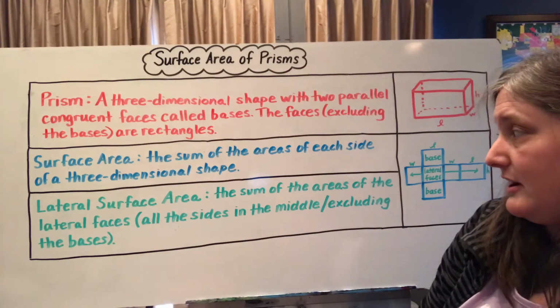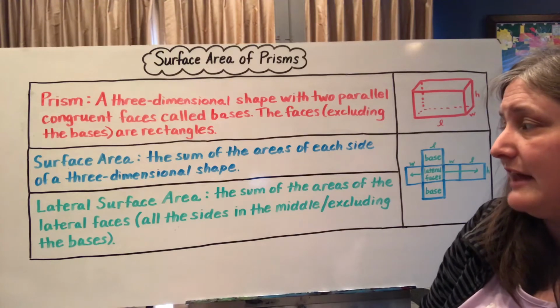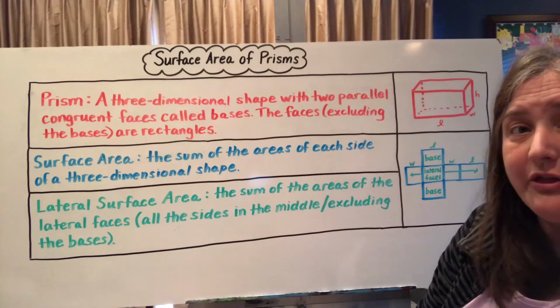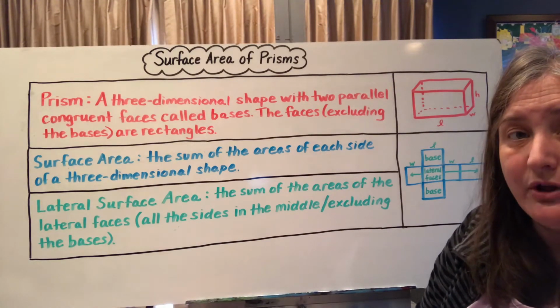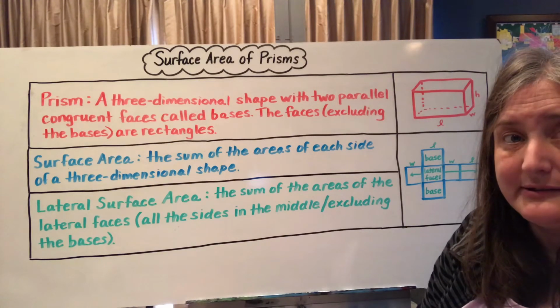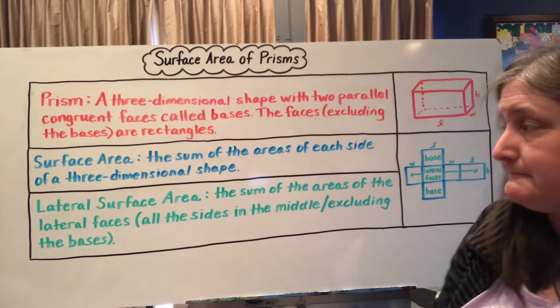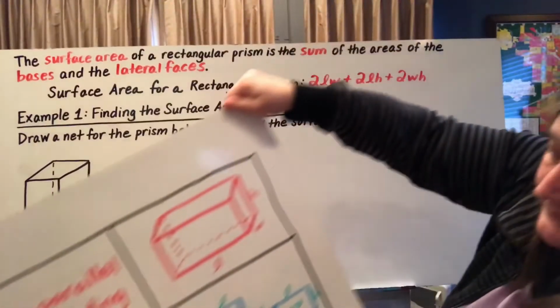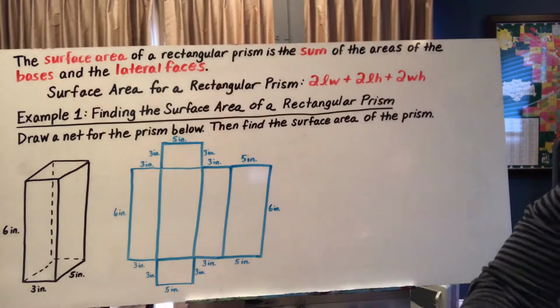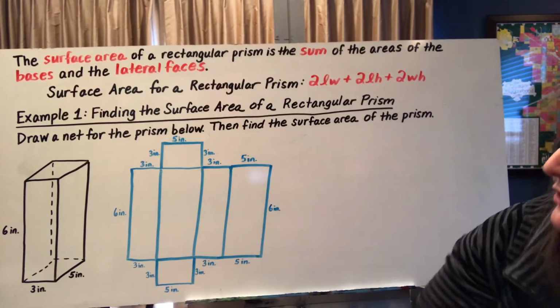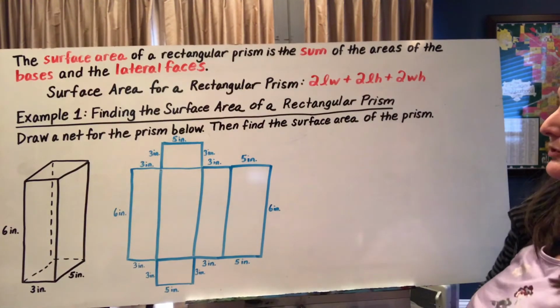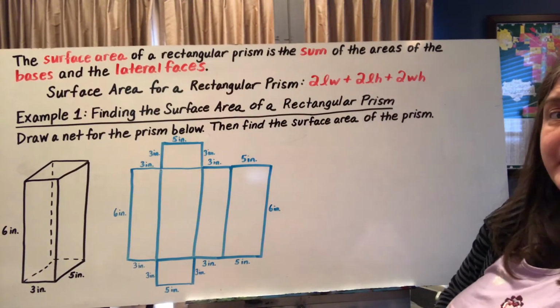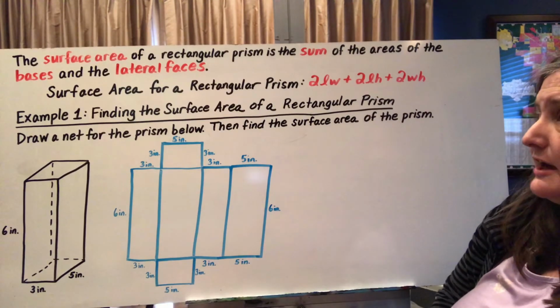Lateral surface area is the sum of the areas of the lateral faces, which are all the sides that appear in the middle, excluding the bases, the top and bottom base. The surface area of a rectangular prism is the sum of the areas of the bases and lateral faces together.